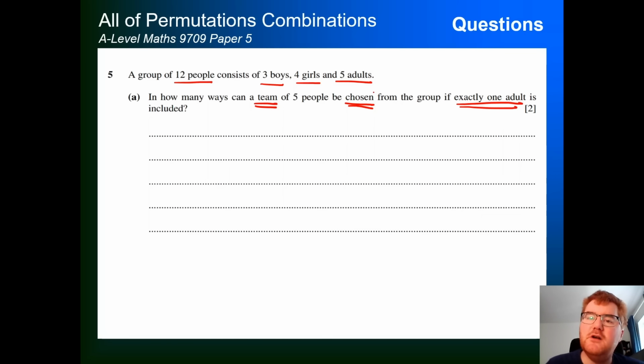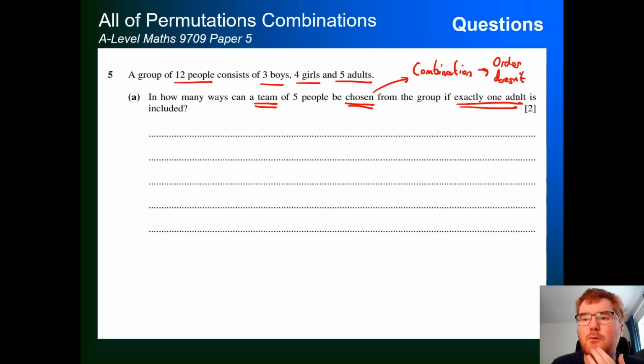So as soon as I see words like chosen or a team, then I know it's going to be a combination question. And that means then that order doesn't matter. So generally we're going to be using binomial coefficients, which we'll explain in a moment.